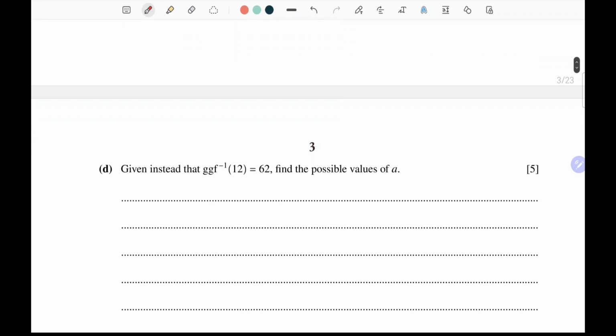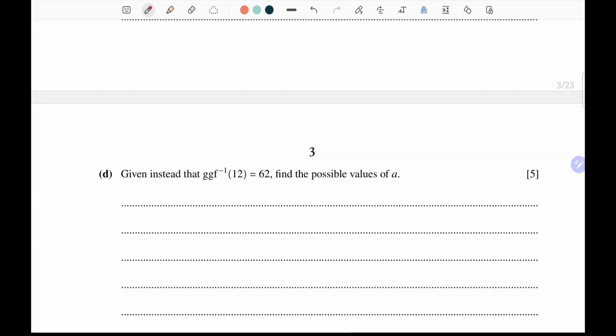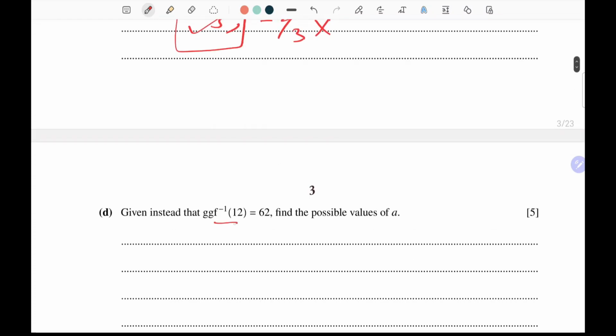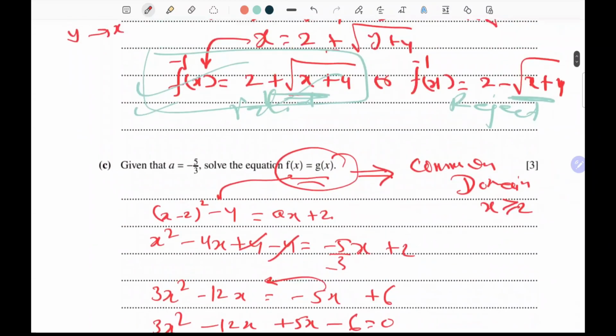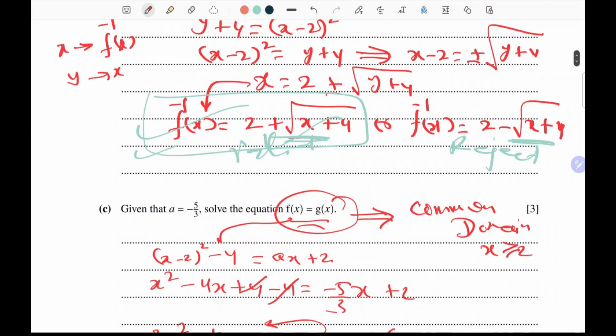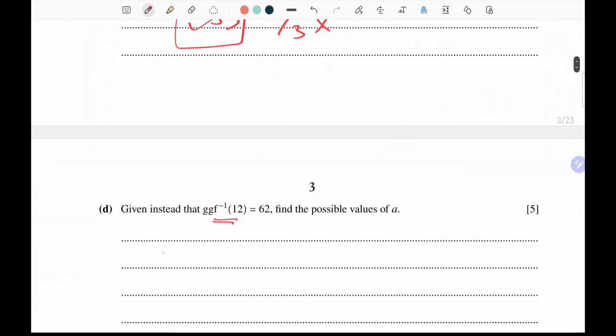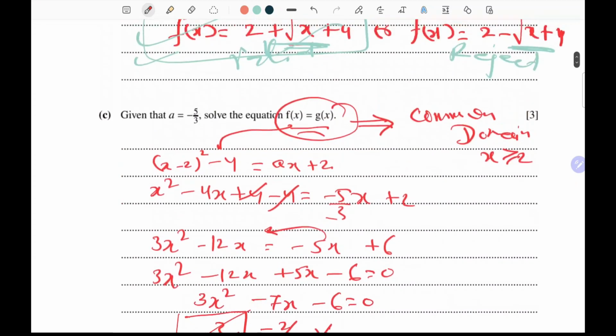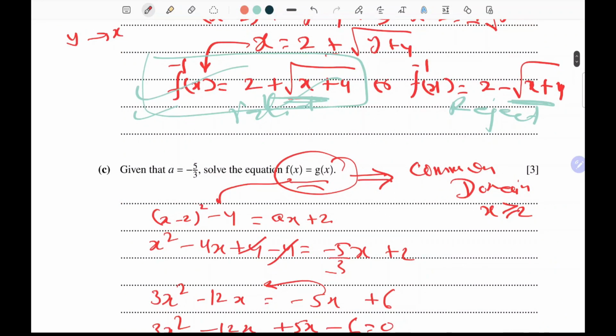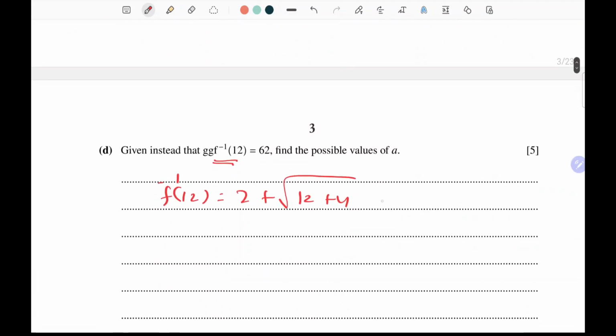Now D part, what's that? Given g of f inverse 12 is 62, find the possible values of a. So first of all, we have to think about f inverse 12. We already found f inverse here. f inverse 12 equals 2 plus root of 12 plus 4, because it is 2 plus root x plus 4, right? So x will be 12. So this is 2 plus, and 12 plus 4 is 16, then that's 4, that is 6.